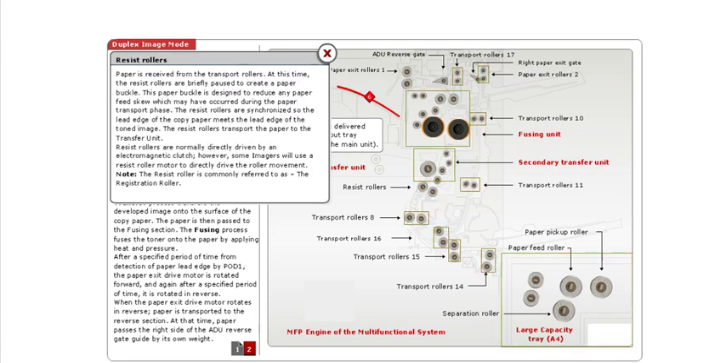Paper is received from the transport rollers. At this time, the resist rollers are briefly paused to create a paper buckle. This paper buckle is designed to reduce any paper feed skew which may have occurred during the paper transport phase. The resist rollers are synchronized so that the lead edge of the copy paper meets the lead edge of the toned image. The resist rollers transport the paper to the transfer unit.